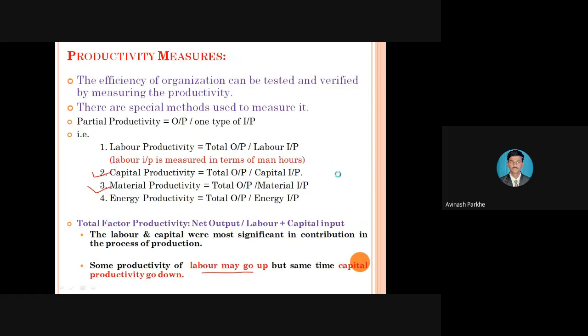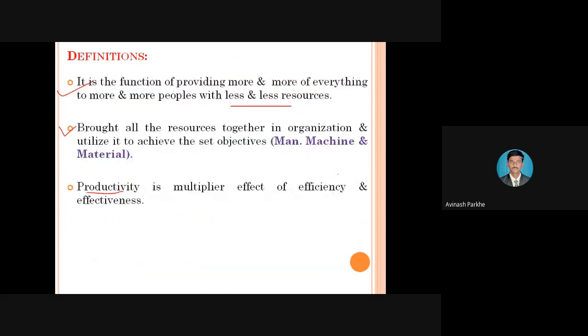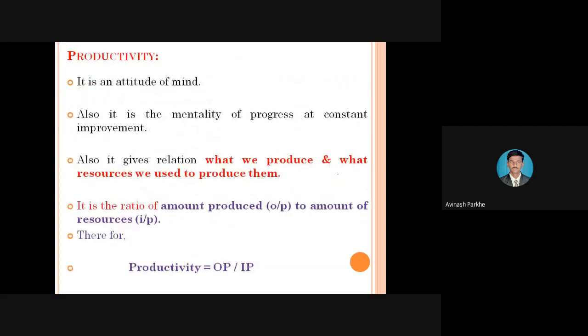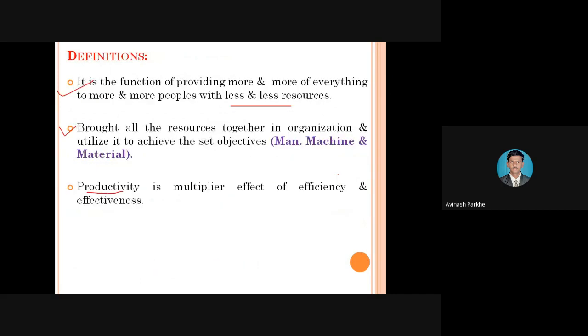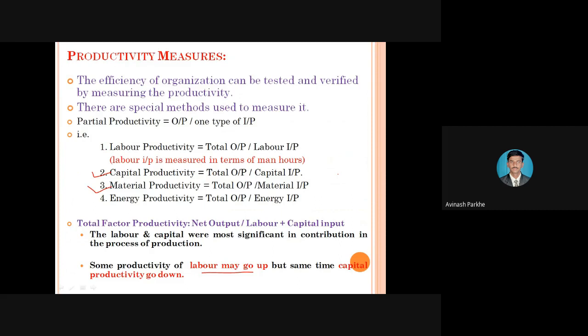So in that we have discussed the basic definitions, their basic concepts, and their important definitions also. These are the three definitions which are in front of you. Then we have discussed the productivity measures, because we are giving so many inputs, and for every input I have to calculate the productivity. So we have the standard formula: productivity is equal to output upon input.